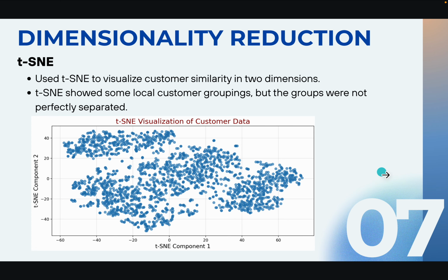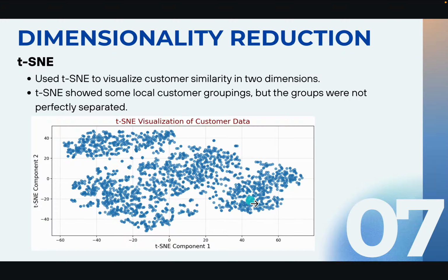So for the next step, I do dimensionality reduction to reduce the complexity of the data and to improve the performance of the models later. The first one is t-SNE. But t-SNE is mainly used for visualization. It helps me show how customers are distributed in two dimensions.